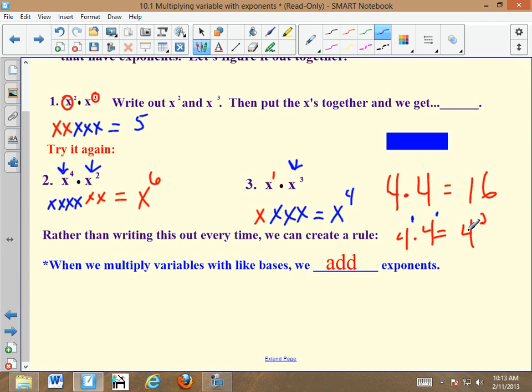4 squared is not simplified. That's why they don't teach you this. They don't teach you if you have 4 times 4, make it 4 squared, and then make it 16. But maybe they should. So you can see the process. See, this is your base right here. This is your exponent. So when you're multiplying like bases, you add the exponents. Now, I would never do that here because I know what 4 times 4 is. I don't know what x times x times x times x times x times x is, except to say that it's x to the 6th power.